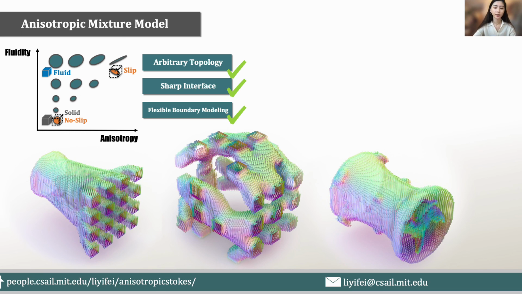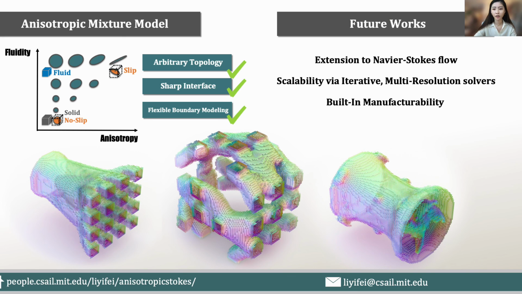To conclude, in this work, we propose a continuous material model that unifies the representation of solid phase, fluid phase, and both slip and no-slip condition. This representation allows topology to freely evolve during optimization. Our material model is capable of representing sharp interface with local surface direction, which allows us to model both slip and no-slip boundary condition. There are many possible directions to extend our work.